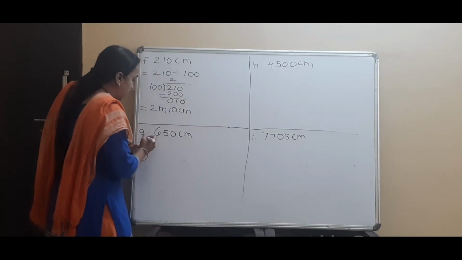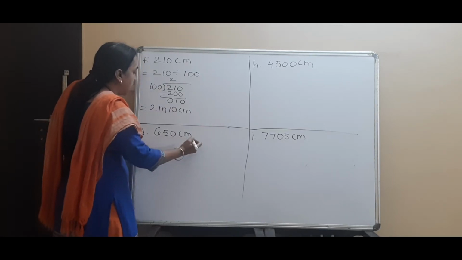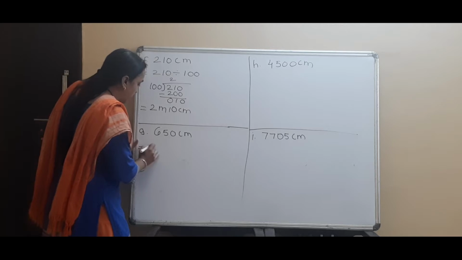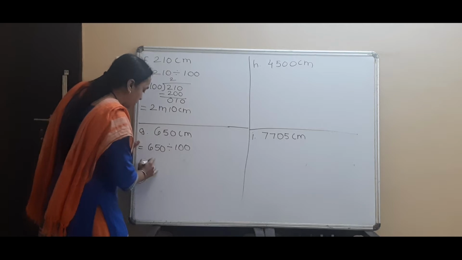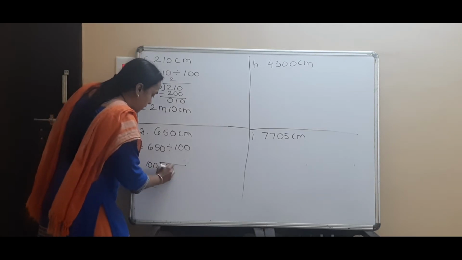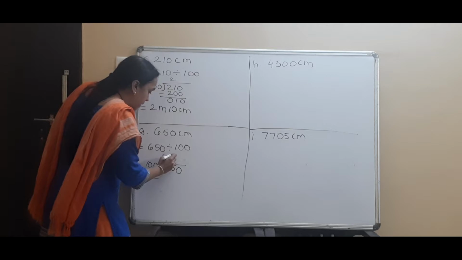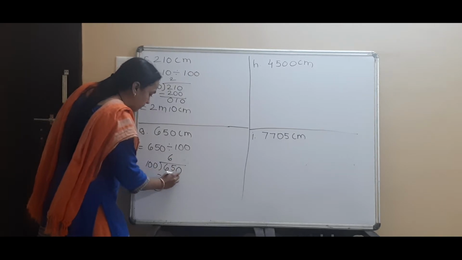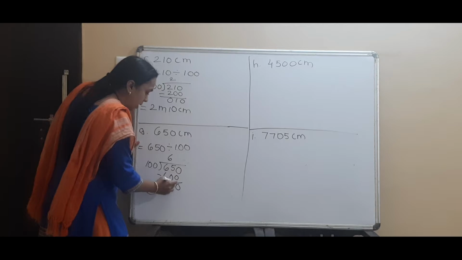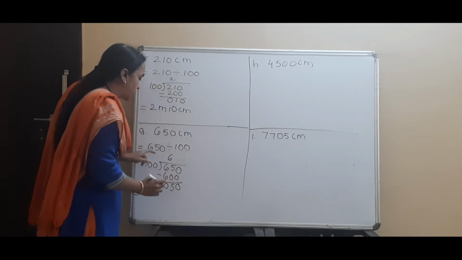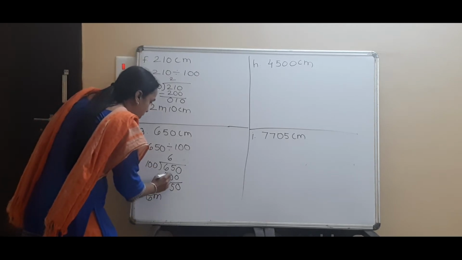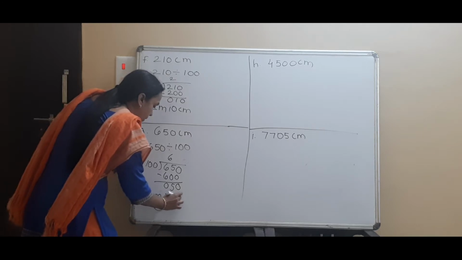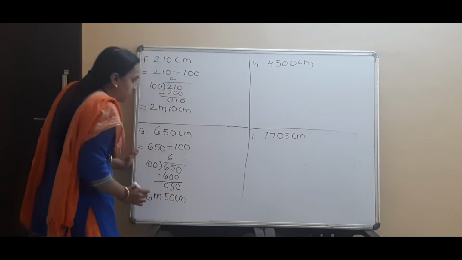Okay. Now see G question. 650 centimeter. So again 650 divided by 100. 100 6 are 600. 0 minus 0, 0. 5 minus 0, 5. 6 minus 6, 0. Okay. So what is the quotient? Quotient is 6. So 6 meter. And what is the remainder? 50. So 50 centimeter is our answer.